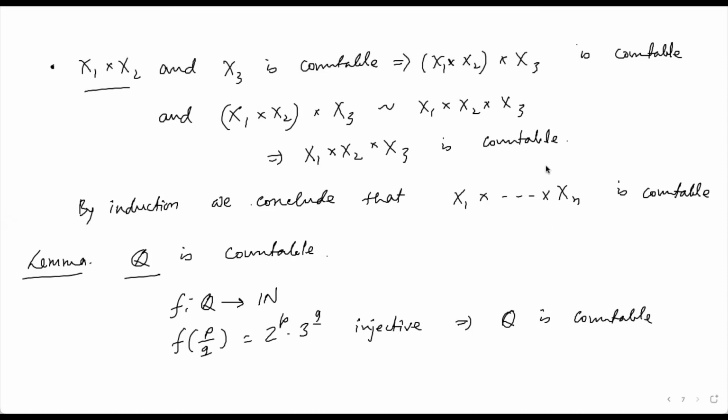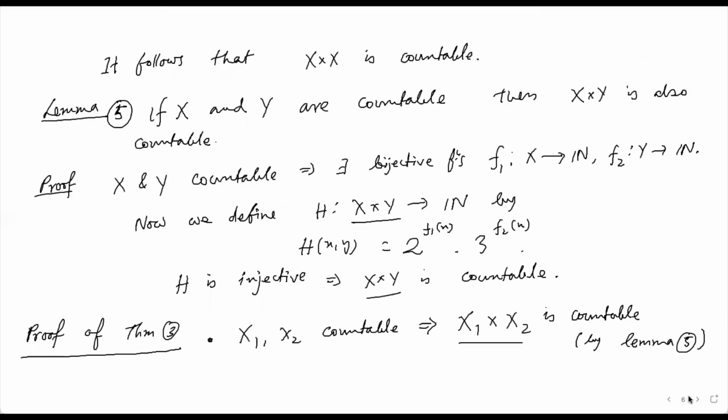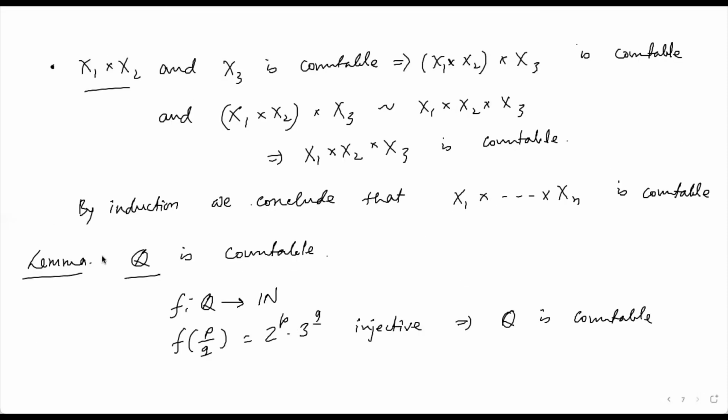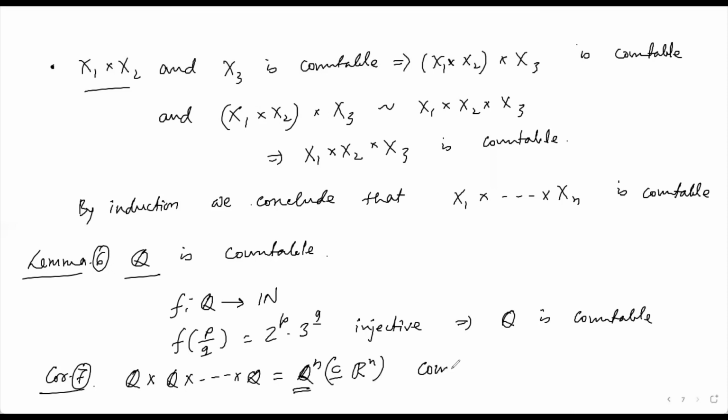And this is lemma number 6. As a corollary, which we label lemma 7, we say that Q cross and so on cross Q, the n-fold Cartesian product of the set of rationals, which is equal to Q power n, a subset of R^n, is countable. So Q^n is a countable subset of R^n.